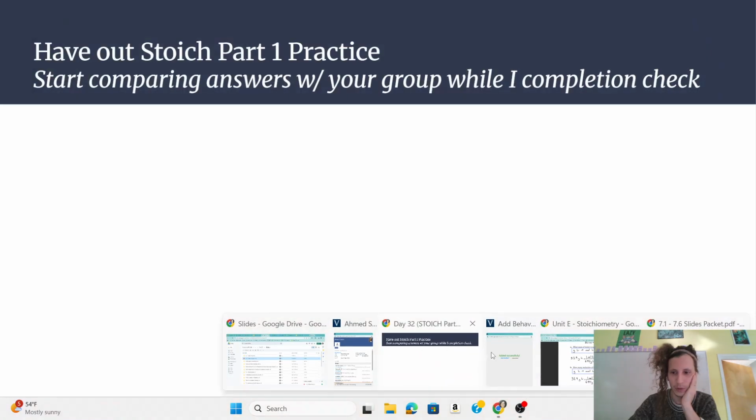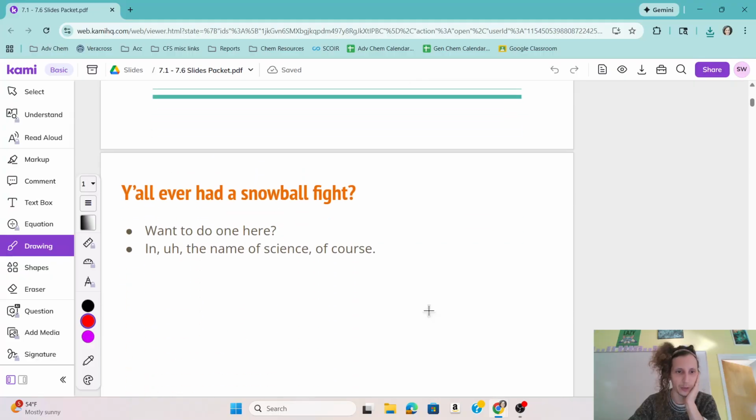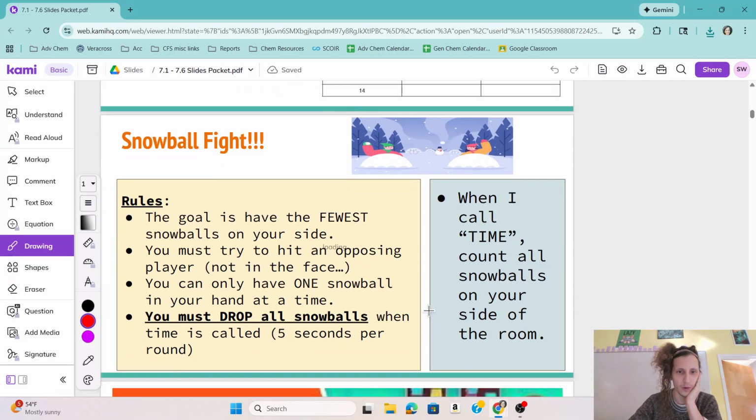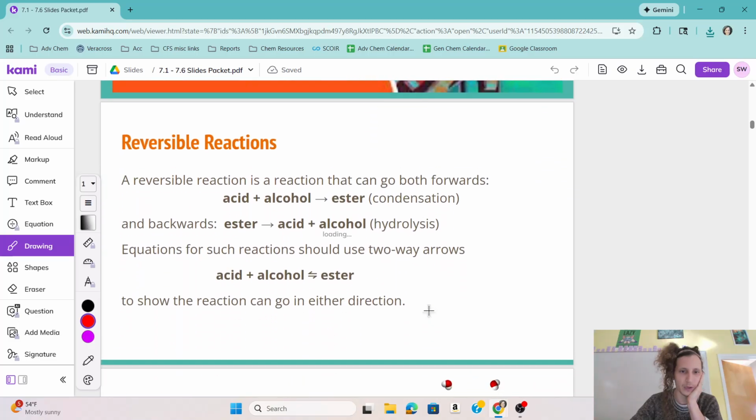Right, party people, let's talk about equilibrium. Okay, so snowball fight, you're doing that in class, blah, blah, blah.